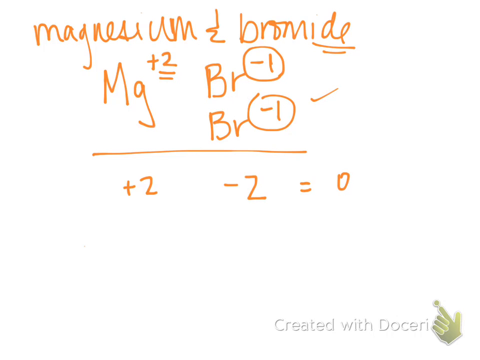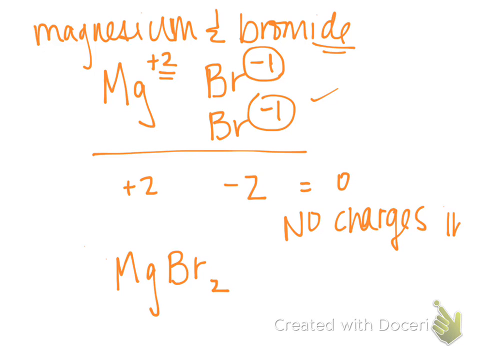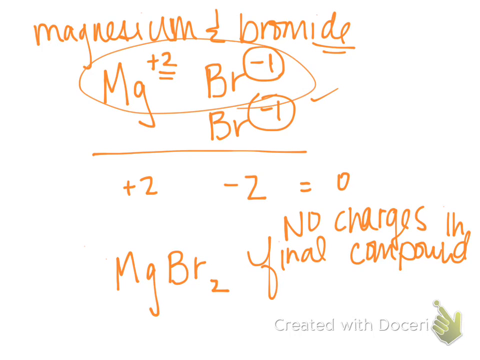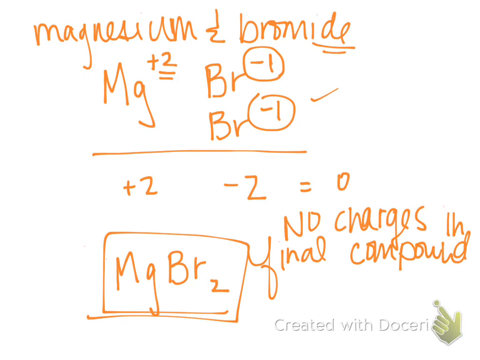We agree with that? So the way you finish the question, this is just showing us how we get to our answer. Our final answer looks like this. MgBr2. Okay? You have no charges in your final compound. Write that out, highlight it, whatever you need to do, but you do not leave charges in the final compound. A lot of you will want to turn it in like that, with charges in it. No, don't do it. Don't do it. Okay, MgBr2. No charges up top.